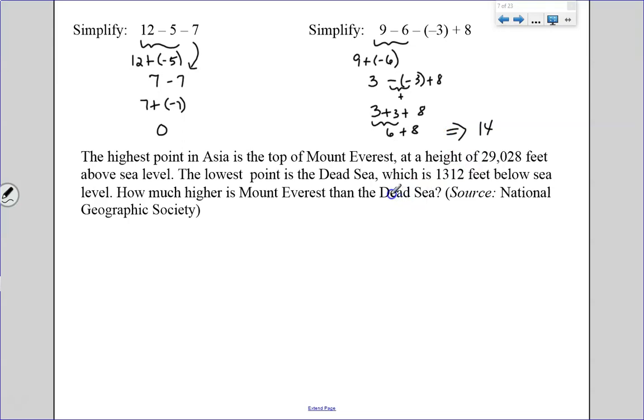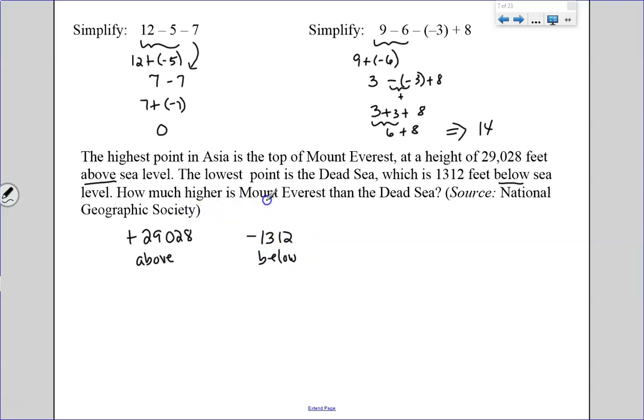And then finally, this word problem. The highest point in Asia is the top of Mount Everest at a height of 29,028 feet above sea level. Since it's above sea level, that's going to be represented with a positive 29,028. This means above sea level. The lowest point is the Dead Sea, which is 1,312 feet below sea level, so this would be represented as a negative 1,312 because this is below sea level.